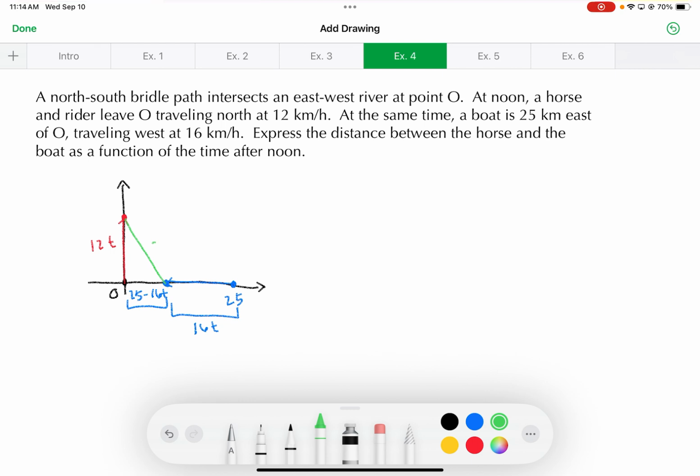All right, now we're ultimately after this distance between the rider and the boat, right? Now what did I just create there? I created a right triangle, yes? So I can say the distance squared, d squared, is equal to (12t) squared plus (25 minus 16t) squared.